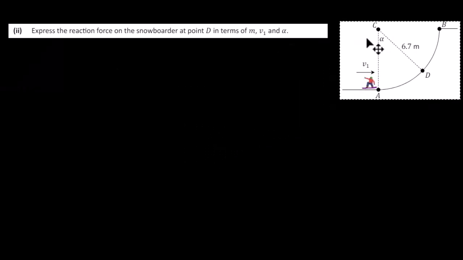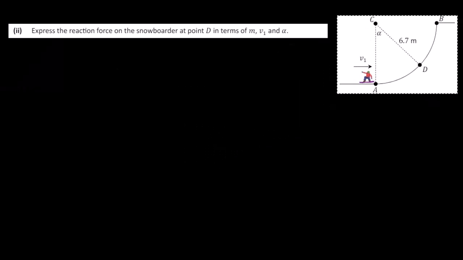Express the reaction force on the snowboarder at point D in terms of mv1 and alpha. So what I'll do is I'll just copy down the diagram again. We'll need that. So let's start with the energy equations. So the energy equation first of all has an mgh0. This is the potential energy at point A. So h0 we'll say is the height at point A, plus the kinetic energy at point A, which is a half mv1 squared. Remember, v1 is the velocity at A.